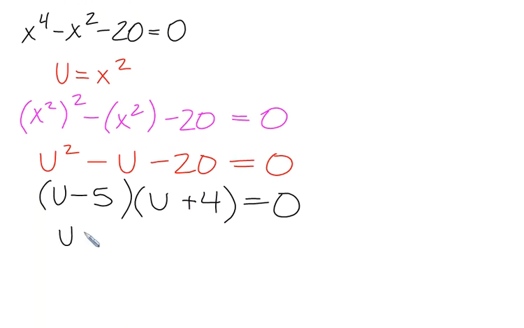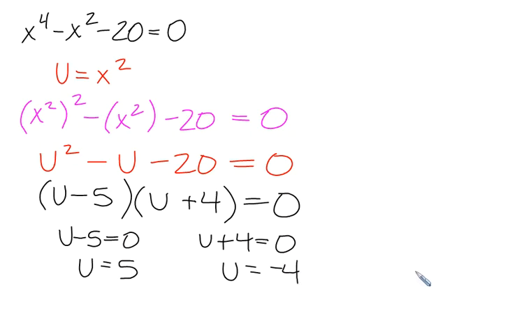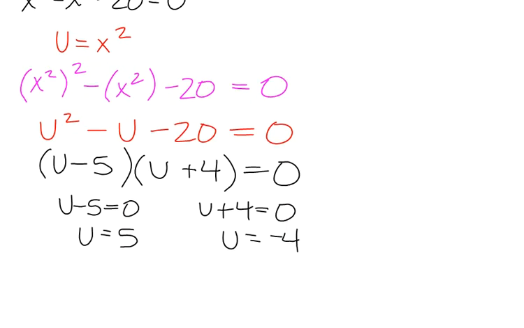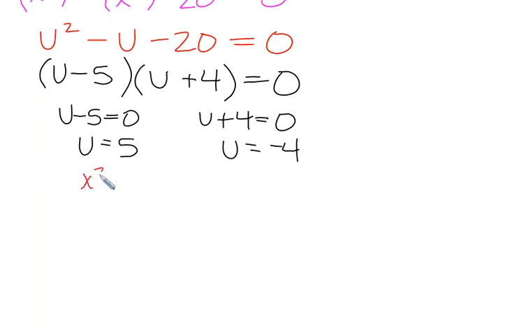So at this stage of the game, we would know that u minus 5 equals 0, which means u equals 5, and u plus 4 equals 0, which means u would be equal to a negative 4. However, we're not done. We need to have the final answer in terms of x, as the problem was presented in terms of x. So now we go back and we change from the u into an x squared. So on the left-hand side here, we would be saying x squared equals 5. On the right-hand side, we would be saying x squared is equal to a negative 4.